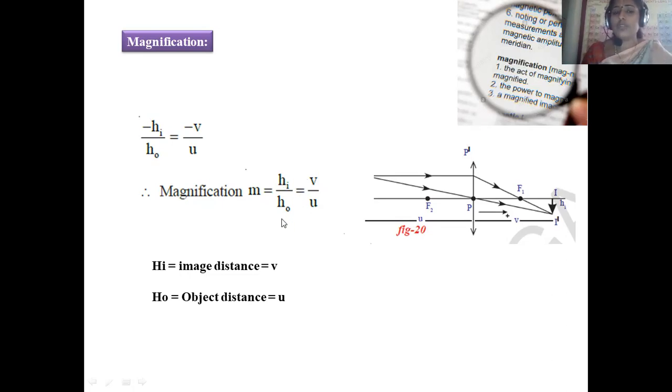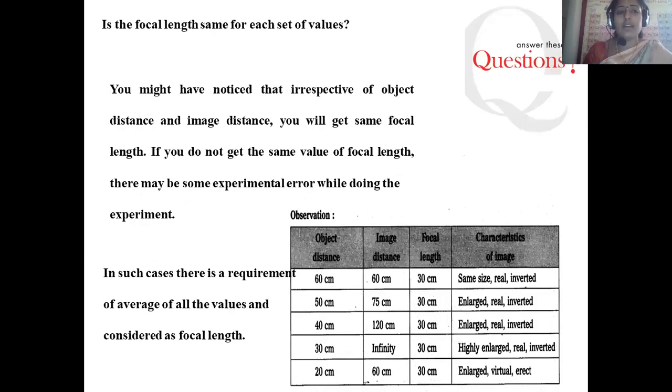Height of the image. HO denotes what? Object height. V denotes what? Image distance. U denotes object distance. Okay, so this is the formula for magnification. This is a kind of ratio between height as well as distance. Height to distance relation is given by this magnification formula.